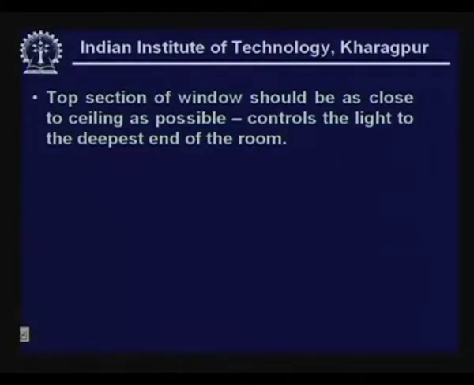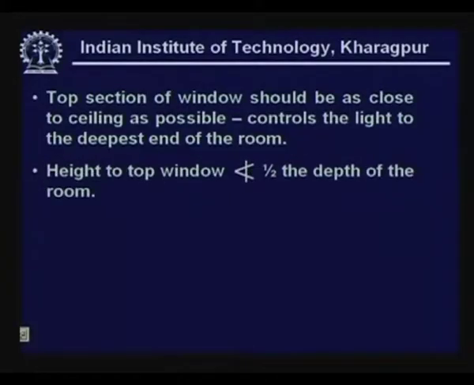So in order to have good illuminance due to the daylight, the top of the window should be as close to the ceiling as possible. Thereby it enables controlling light to the deepest end of the room. So this is one thing. In fact, one guideline which is followed is that the height to the top of the window should not be less than half the depth of the room. So if the depth of the room is 10 feet, height to top of window should not be less than 5 feet. That is the index.